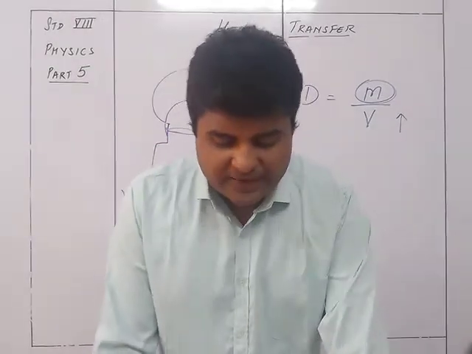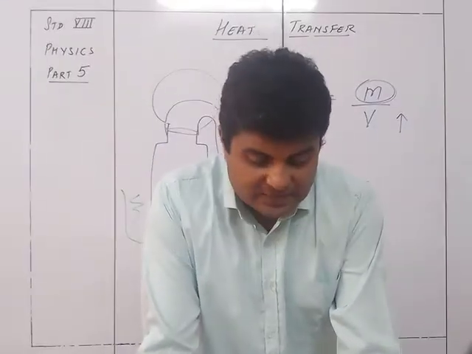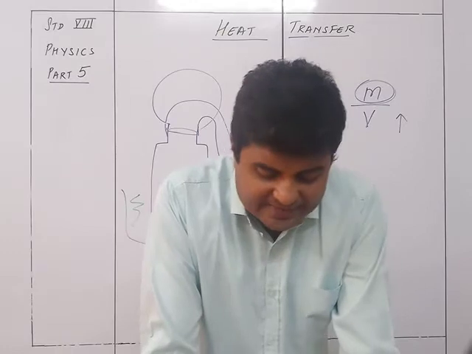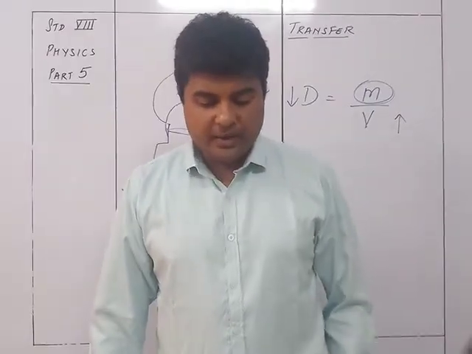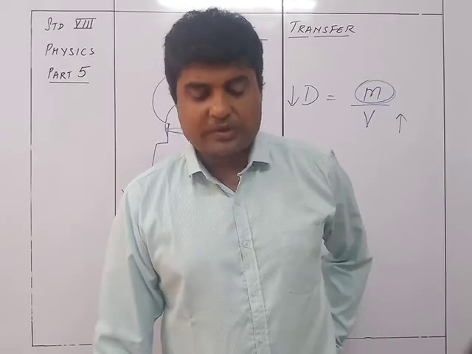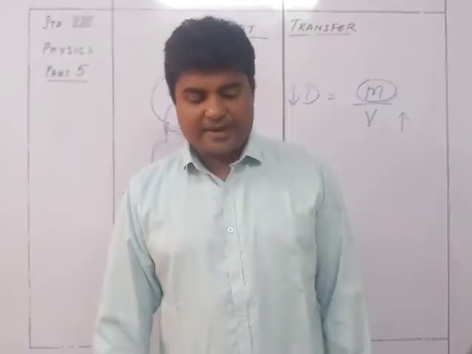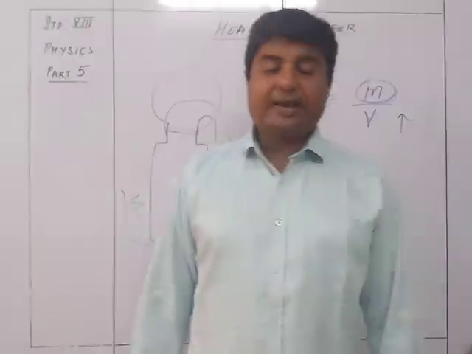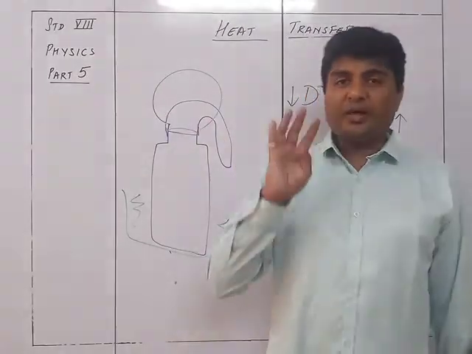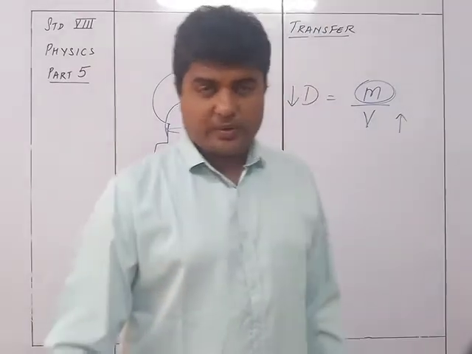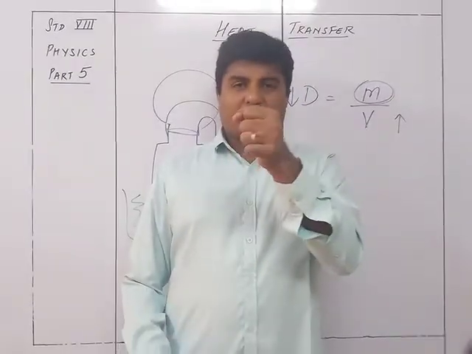Water contracts on heating from 0 degrees to 4 degrees Celsius. So the density of water increases on heating it from 0 degrees to 4 degrees Celsius. On further heating above 4 degrees Celsius, the density of the water decreases. Thus, water has maximum density, that is 1000 kg per meter cube, at 4 degrees Celsius. Because at 4 degrees Celsius, what happens? So it is this way. Water at 4 degrees, okay?